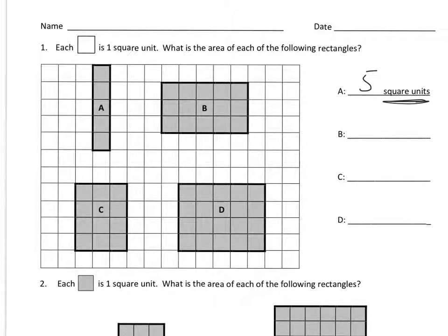Okay, let's go on to area B. So we have 3 on this side, and we go 1, 2, 3, 4, 5. There's 5 up here. So let's count the 3 rows of 5. We can count by 5: 5, 10, 15. Or you can count them by ones, or you can just simply go 5 times 3. Any of those will work. Then we end up with 15 square units.